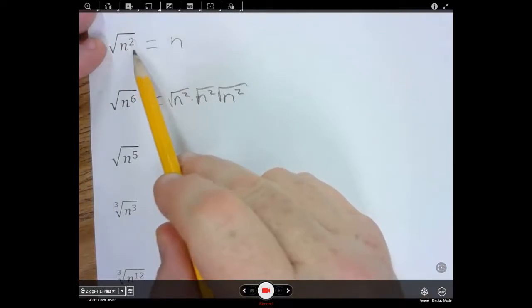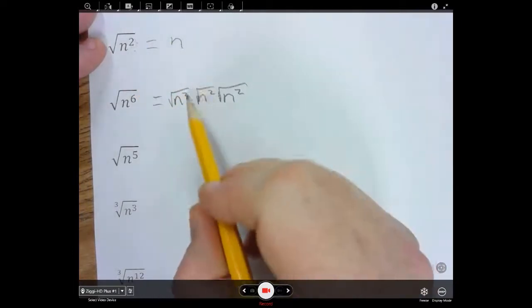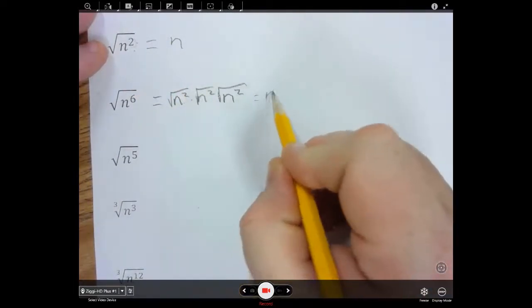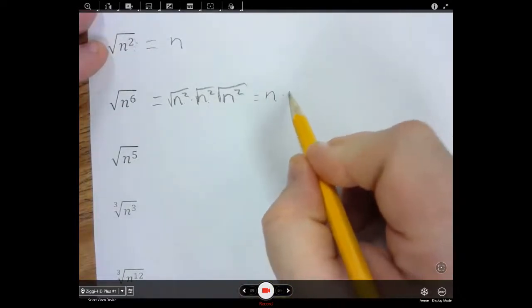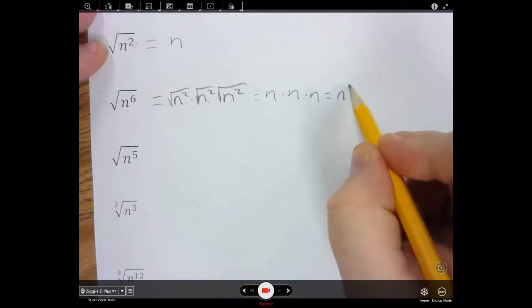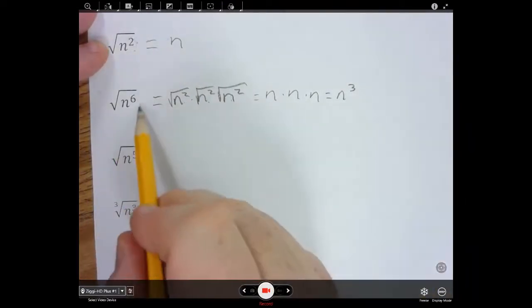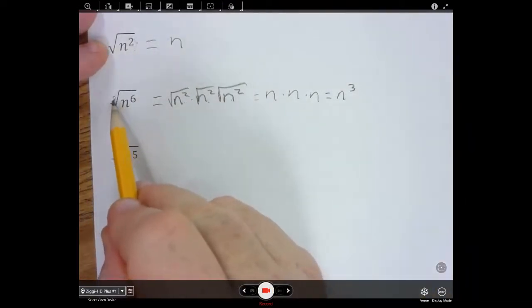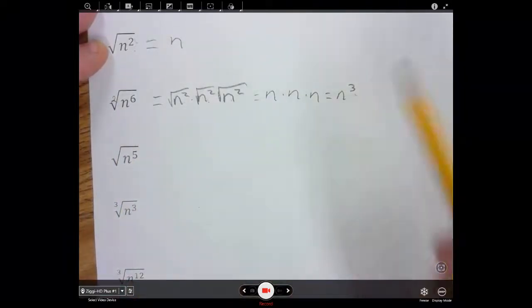And just like we had up here, square root of n to the second is just n, so this one becomes n, this one becomes n, and this one becomes n. n times n times n is n to the third. And you might notice that it's 6 divided by the index of 2 that gives us this 3.